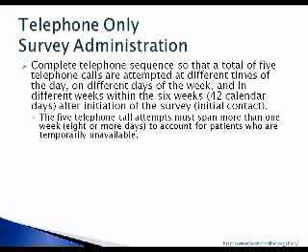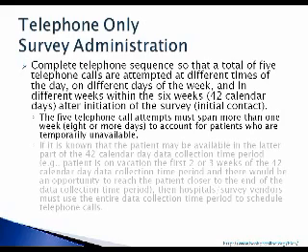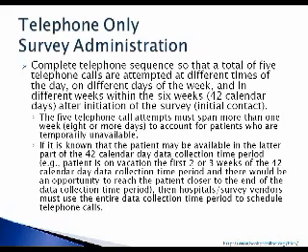The 5 call attempts must be spanned more than 1 week, 8 or more days, to account for patients who are temporarily unavailable. If it is known that a patient may be available in the latter part of the 42 calendar day collection time period, for example, a patient is on vacation for the first 2 to 3 weeks of the 42, then it gives us an opportunity to contact the patient closer to the end of the data collection time period.